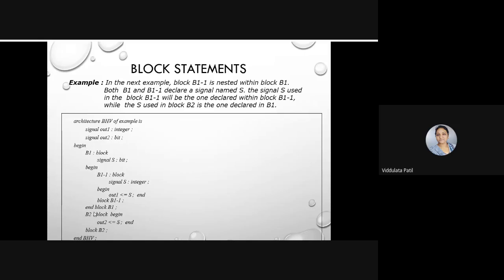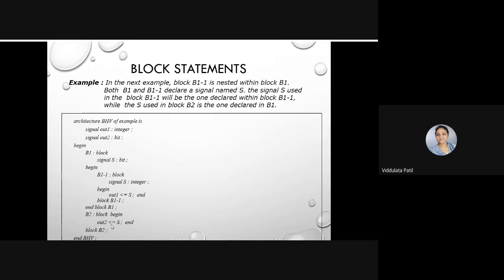Okay. After that we have another block that is B2, which is again a block. So B2 colon block and then begin of this block. Here we have the assignment statement, that is out2 is assigned the value of S. Okay, and then end of this block B2. Now as this out2 is a bit type, whatever value is assigned to this out2 will be the value of this signal S, which is of a bit type. Okay, and then there will be the end of this behavior.